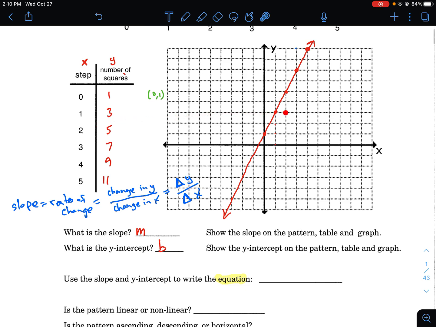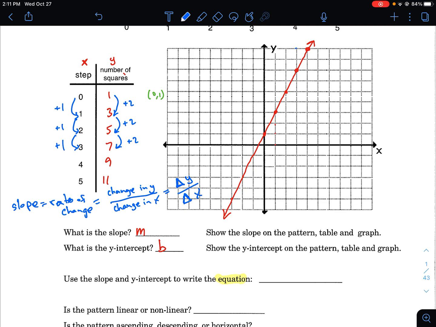Let's try doing it from the table first, because I think that's the easiest. Our change in y on the table is, what is the difference between here and here? How is y changing, and is it constant? Well, the change in y is going up 2 every time, so plus 2. It's always positive 2. What about the change in x? From here to here, from here to here, it's always plus 1.